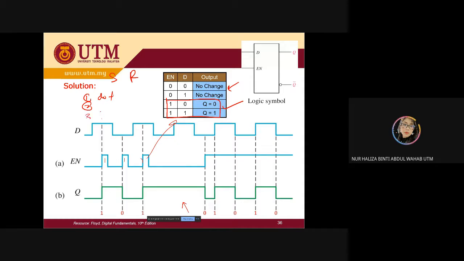Then the third you draw. To draw, you need to first check your EN. After EN, then you can consider your input. Okay, any question until up here?